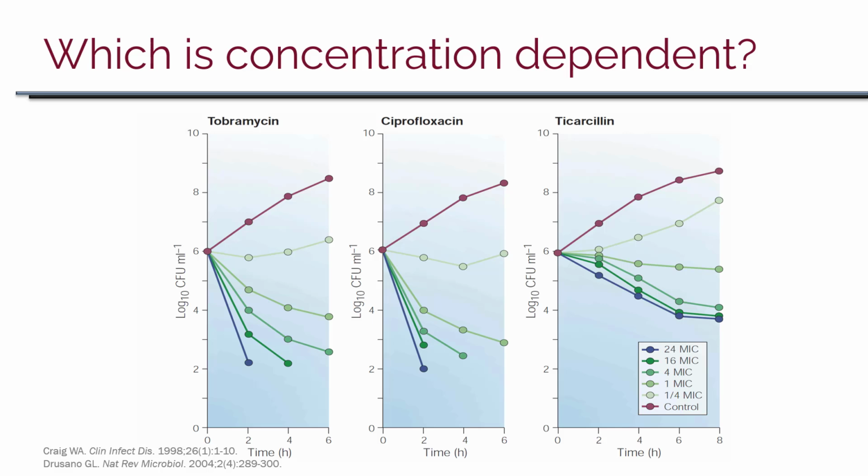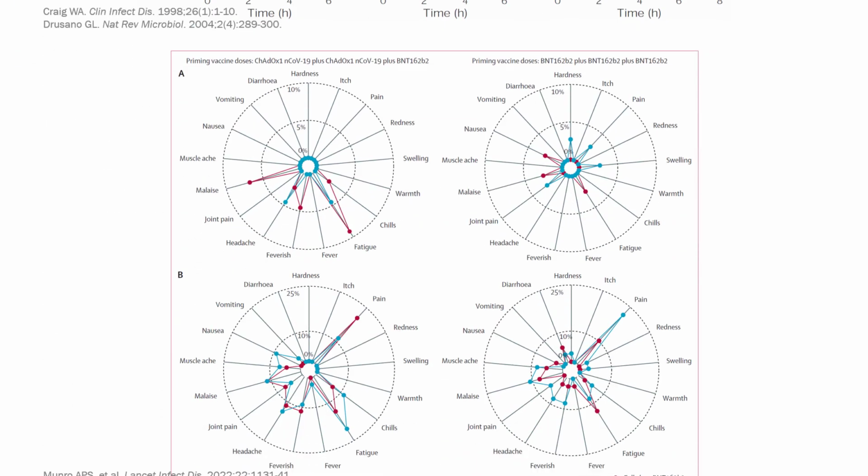The same is true with ciprofloxacin. As we increase the concentration, the colonies drop very quickly as time goes on. Now with ticarcillin, we can see that although initially some increase in concentration makes a difference, at some point it doesn't matter how much you increase the concentration. So what it tells you is that the first 2 are concentration dependent, whereas the third one is concentration independent. But anyway, the point is you orient to the axis, like Dr. Sierra was saying.